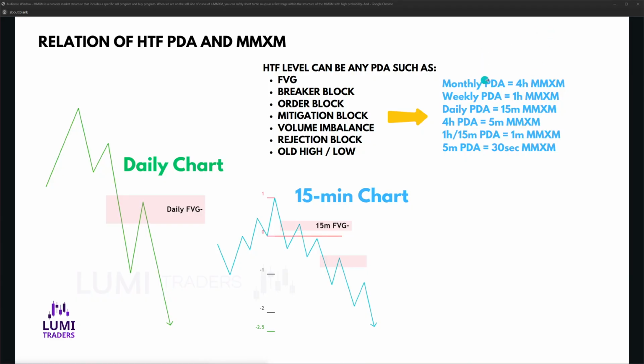Same idea applies for the monthly chart, 4-hour structure; weekly, 1-hour structure; daily, 15-minute structure; 4-hour chart, 5-minute structure; 1-hour or 15-minute chart is going to be 1-minute structure; and for the 5-minute chart, you're going to use 30-second structure. Of course, if you would like to use a 1-minute PD array as your higher time frame chart, most likely you will want to find 15-second structure or even 5-second structure. It's totally up to you what time frame you want to use.